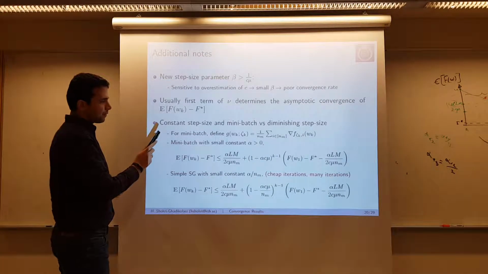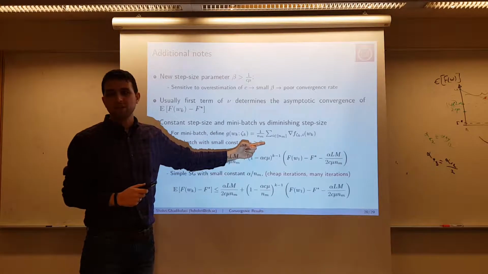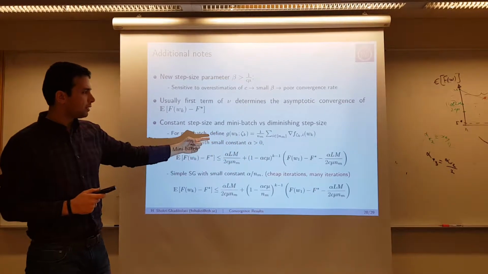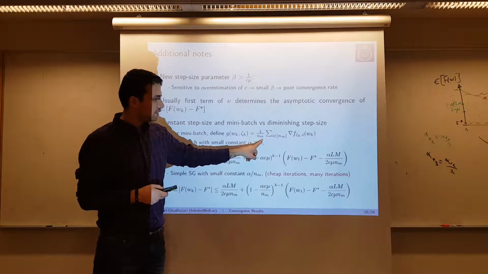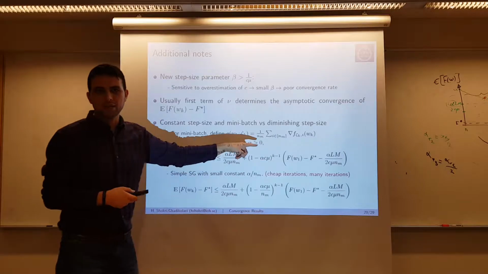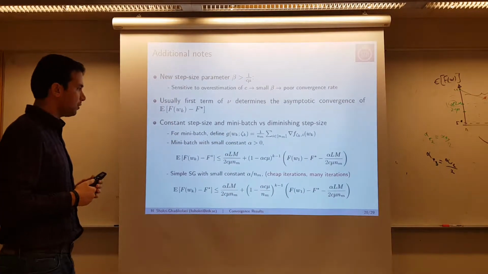For a mini batch, define this G as this, and if you want to run it per sample, then mini batch is just n of m. Simple stochastic gradient is n of m equal to 1. n of m is the number of samples you will put in the mini batch computation. Okay.